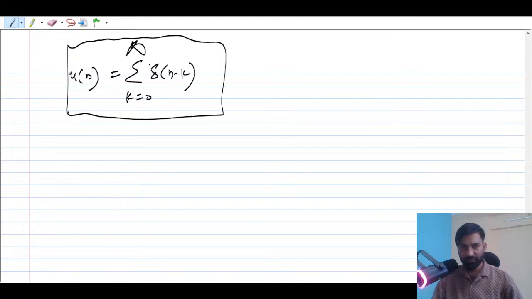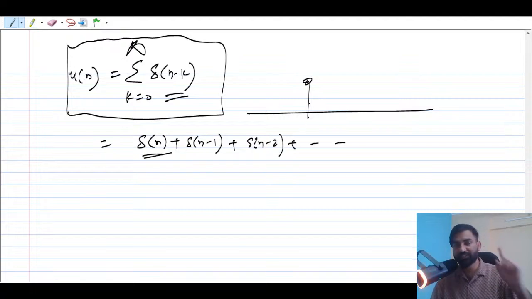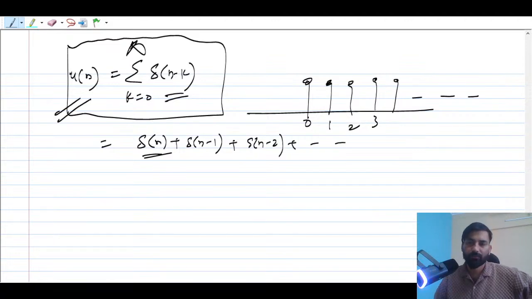The strength of each impulse is 1. If you expand this, you get delta n plus delta n minus 1 plus delta n minus 2 plus and so on. So this is a single impulse, a single sample, the second sample at 1, the third, and so on. For any x of n, you can just sum over k, and you will get the unit step here.